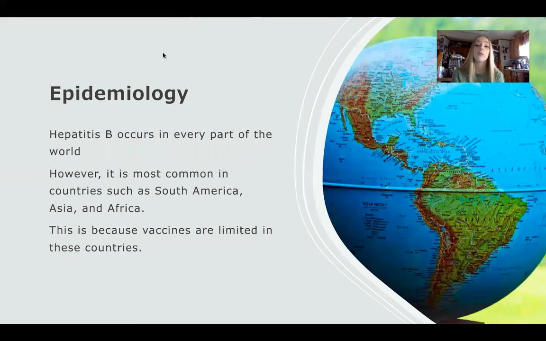Now, this virus will occur in every part of the world. It's made its rounds, it's spread, but it is most common in countries that don't have direct access to health care. So, I mean, South America, Asia, and Africa, they don't have the healthcare systems that America does or other higher income countries. So you do see more infections down there because they don't have direct access to these vaccines.